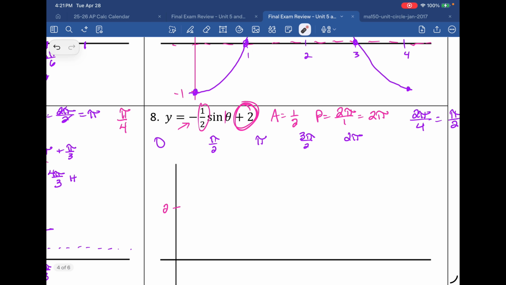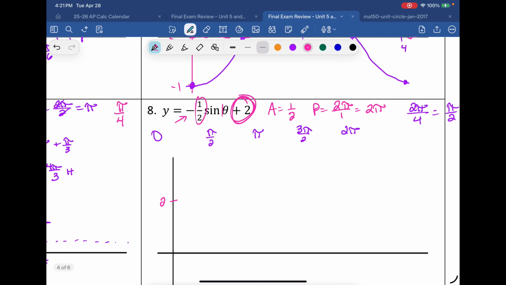All right, amplitude is 1/2. So amplitude is only 1/2, which means I can only go as high as 2.5 and as low as 1.5 with my midline there. All right, sine is supposed to start mid, then it goes high, then it goes mid, then it goes low. But since it's negative, it switches your highs and your lows. So it goes mid, low, mid, high.